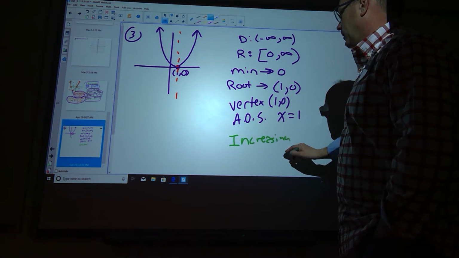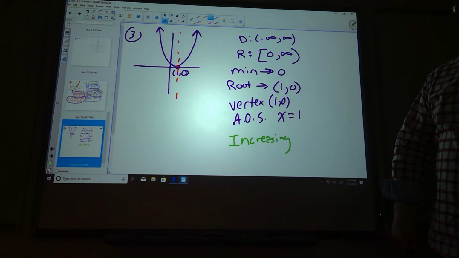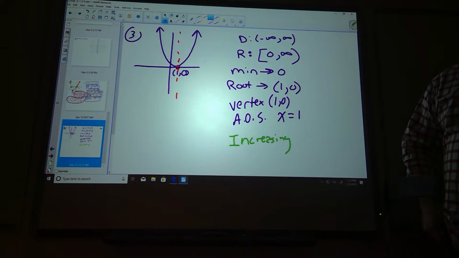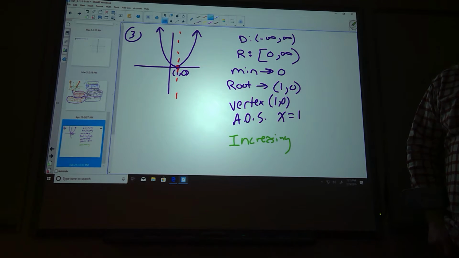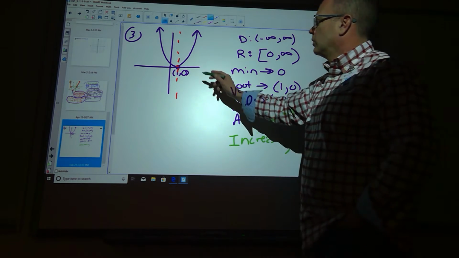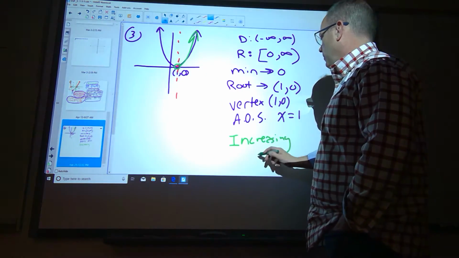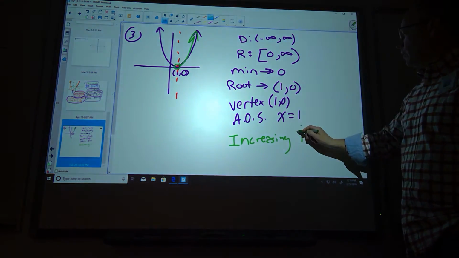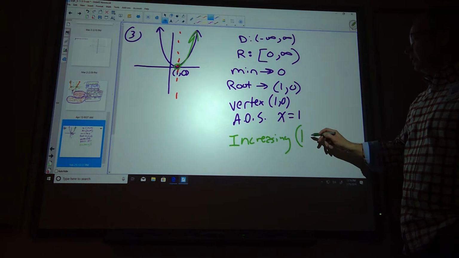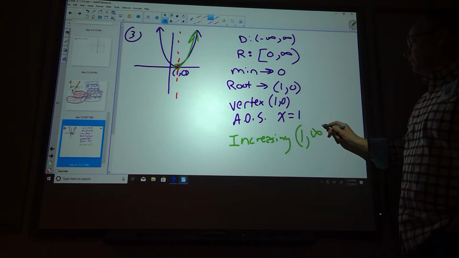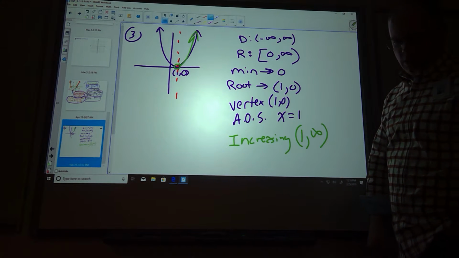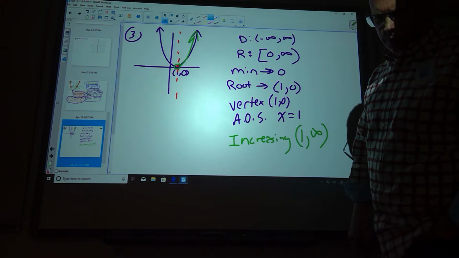So the vertex is the turning point. Is it increasing on the right side of the vertex or the left side of the vertex? Where's this increasing? Right. The right side, so it's increasing over here. So it goes from 1, rounded bracket, because it doesn't equal 1, to infinity. That's where it's increasing.